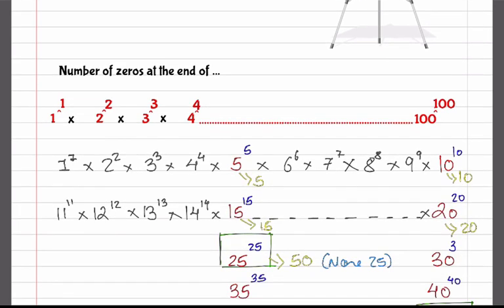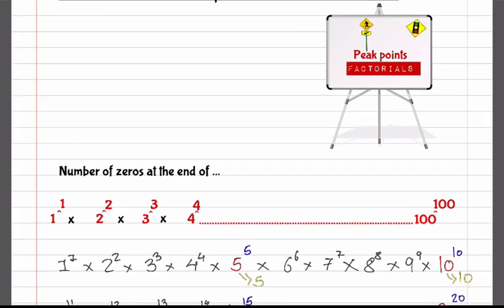1 raised to 1, 2 raised to 2, 3 raised to 3, 4 raised to 4, 5 raised to 5, and then 6 raised to 6. Going like this up to 100 raised to 100. And the question is asking me how many zeros at the end of this. So what do I need here? I need the maximum power of 5.